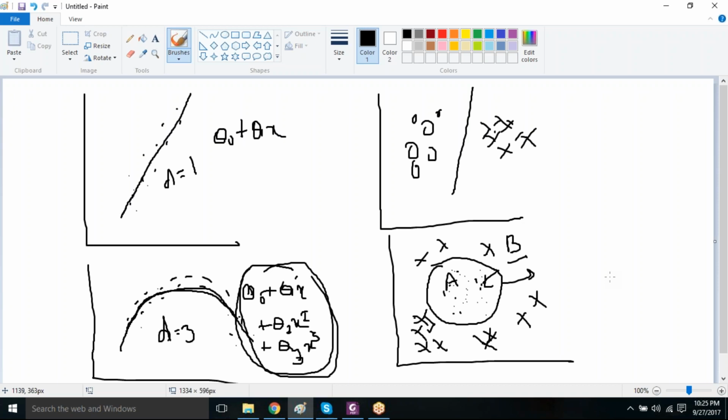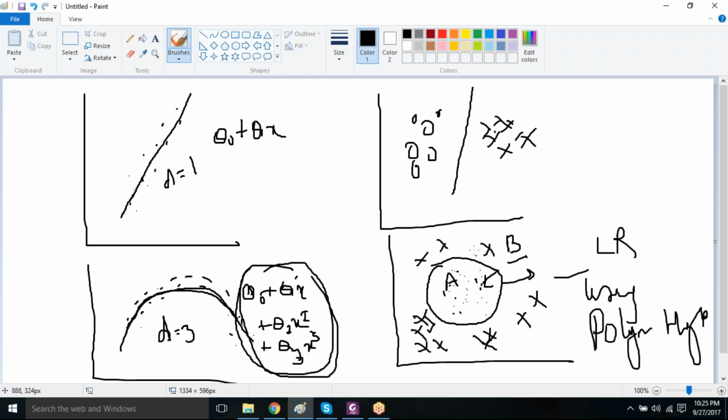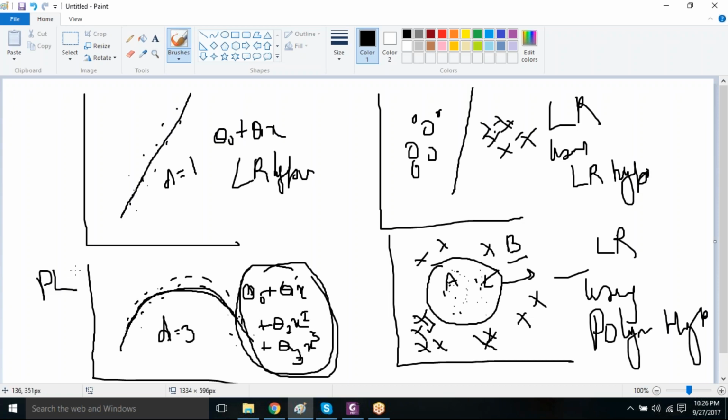I mean, there is no such term like polynomial logistic regression, but for understanding purposes I am just making that term. So this is a logistic regression model using a polynomial hypothesis, right? And this is simple logistic regression using a linear hypothesis, and this is the linear regression hypothesis, and this is the polynomial regression hypothesis. Are you able to differentiate between them?